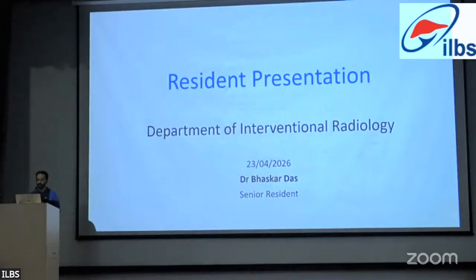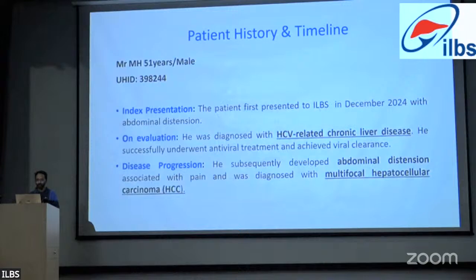Good morning, everyone. I would like to present the third and the final case from our IR department. My patient is a 51-year-old male, and he presented for the first time in December of 2024, where he was diagnosed with HCV-related chronic liver disease. For the same, he received antiviral treatment and achieved viral clearance. Subsequently, in the same year, he developed abdominal distension. He was evaluated, and he was diagnosed with multifocal hepatocellular carcinoma.